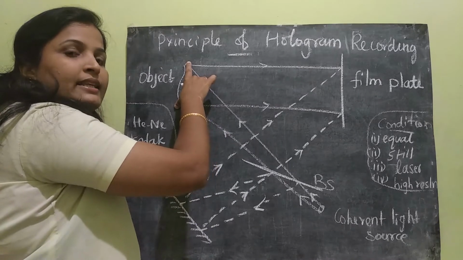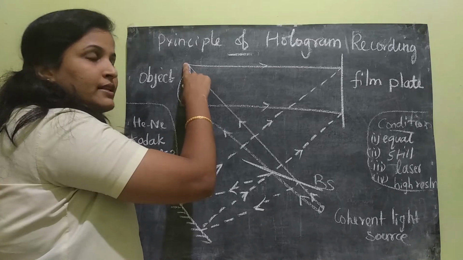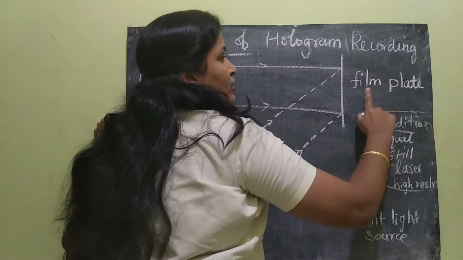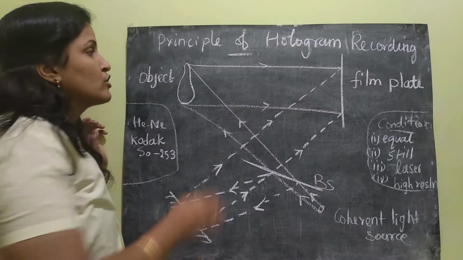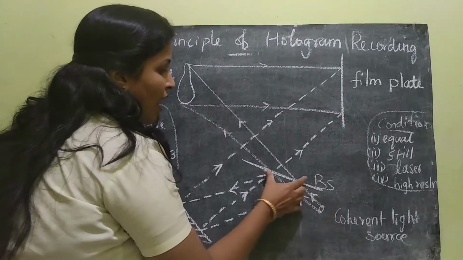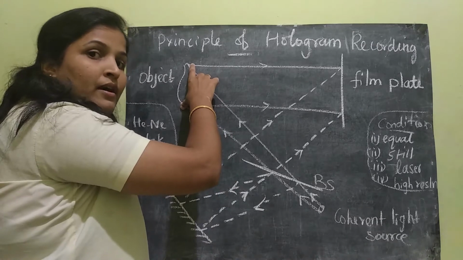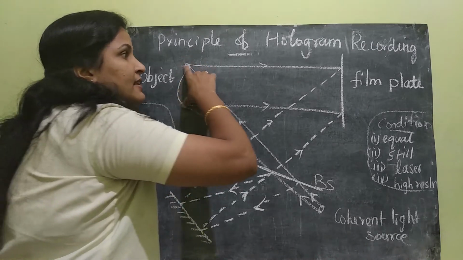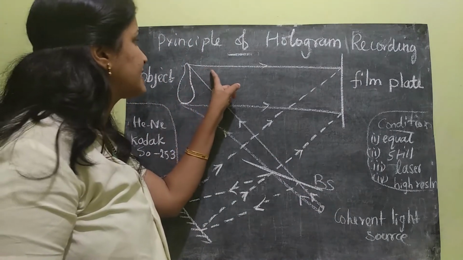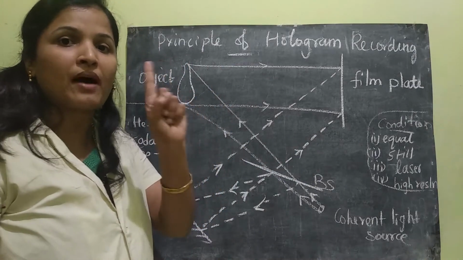This beam is called the illuminating beam, and after striking the object, it will be reflected towards the recording plate. It is called the film plate. So this path is called the object beam. After the beam splitter, we have a light beam called the illuminating beam, and after reflection, it is directed towards the film plate or recording plate. Because of that, it is called the object beam. So this is the first part of the beam.